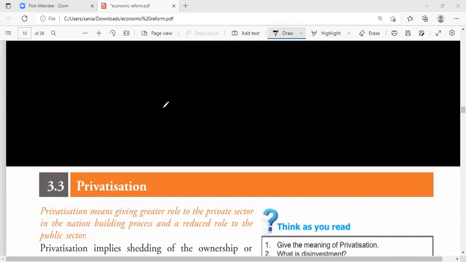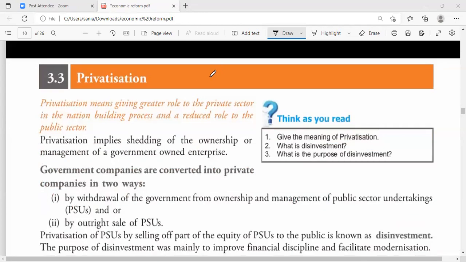Okay, let's just start. So students, when we started this chapter, we discussed LPG, right? Liberalization, privatization, and globalization. So liberalization, we are done. Now we are going to start with the P part, which is privatization. Ma'am, what is privatization?